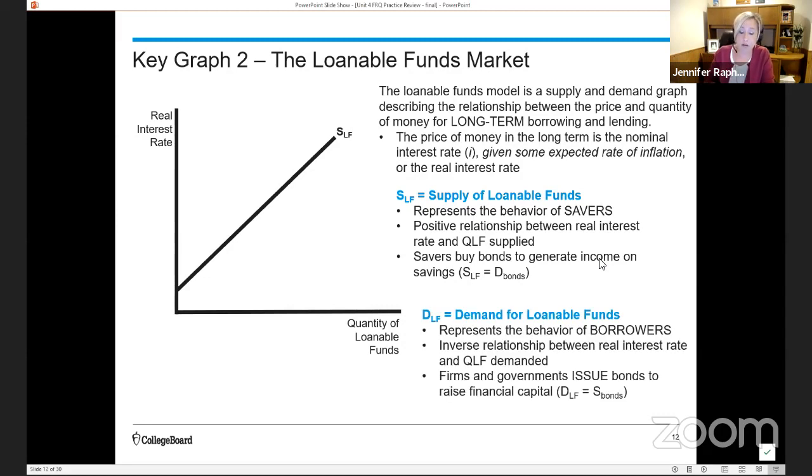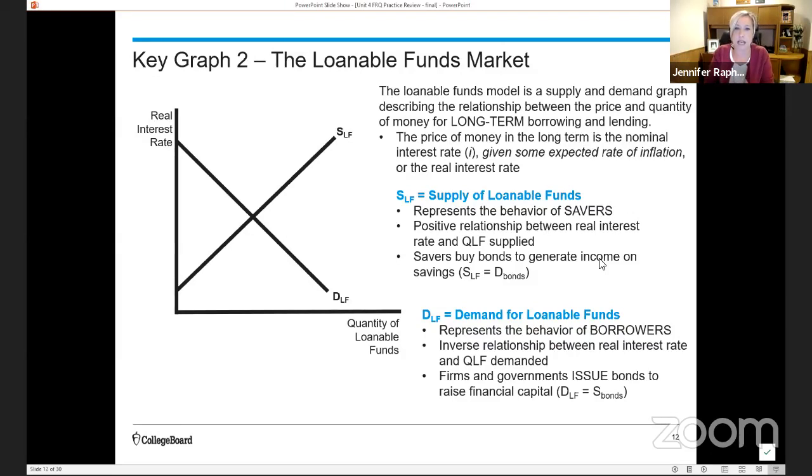Now, the demand for loanable funds represents the behavior of borrowers. These are the issuers of bonds. These are the people who are borrowing money. And so there's an inverse relationship between the price of borrowed money and the quantity of borrowed money demanded. So the demand for loanable funds curve is downward sloping. And again, just as you would equate the supply of loanable funds to the demand for bonds, you want to equate the demand for loanable funds to the supply of bonds.